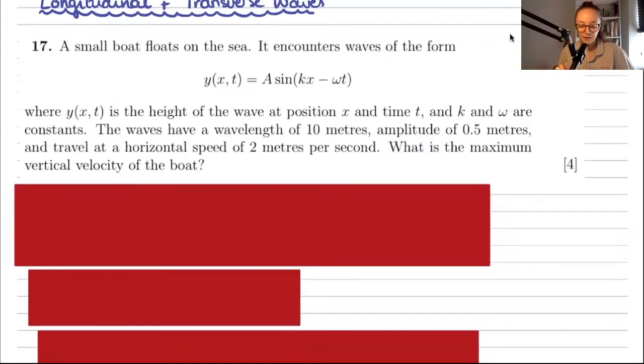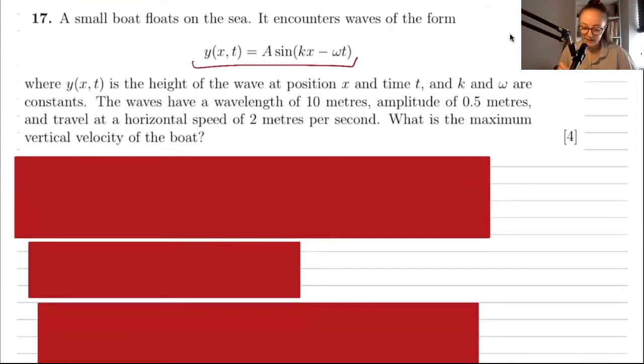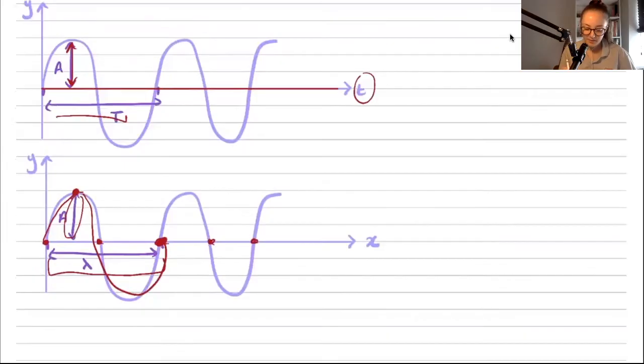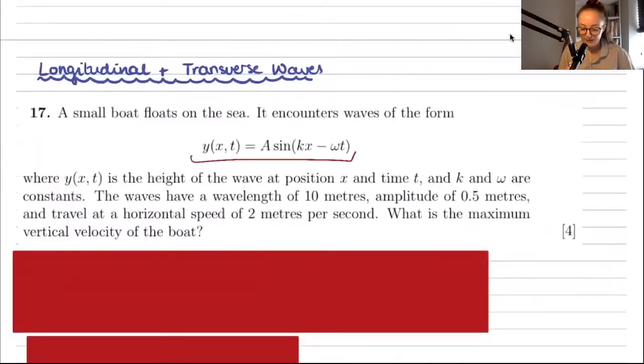So this question describes a small boat floating on the sea and it encounters a wave of this form. And it's telling us information about these two graphs here. So say we hold t constant, then we can get this spatial representation at a certain time. And then say we hold x constant, then we can get a wave representation, looking at the time portion, how it changes over time at that point.